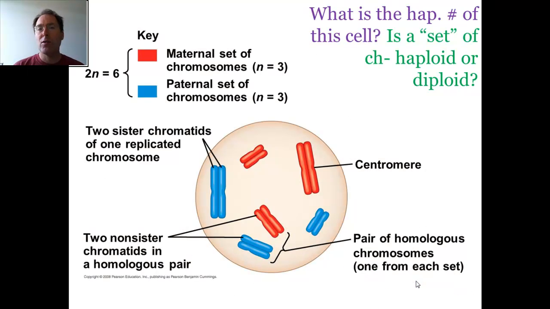So answer this question: what's the haploid number of this cell down here, and is it a set? Is a set of chromosomes haploid or diploid? We'll take a look at this tomorrow.